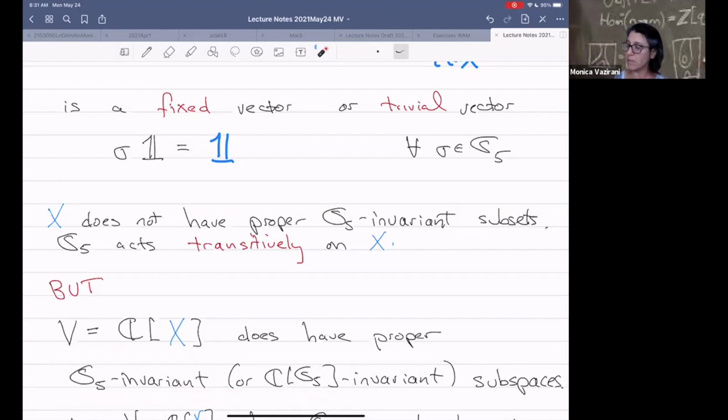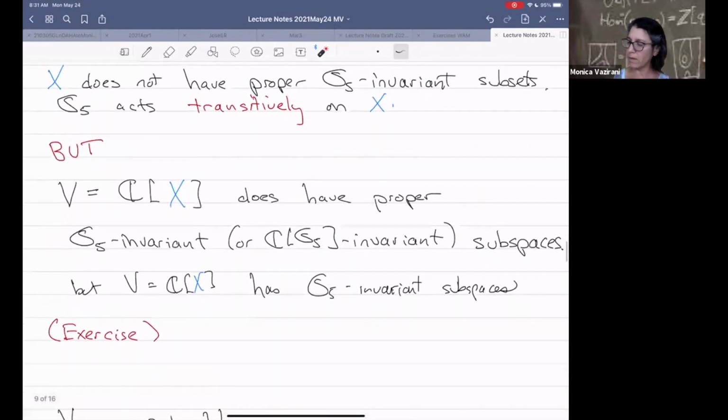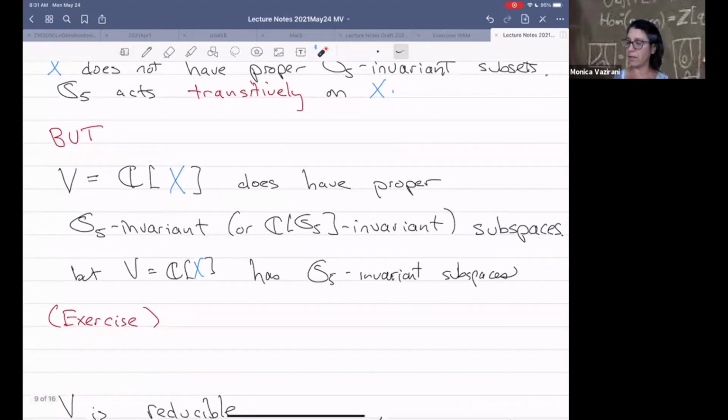And really, since I'm linearizing, I can think about S5 acting on V, but I could also think about the group algebra, C bracket S5, acting on V. And we do have invariant subspaces. And there's an exercise on that. So you can actually check the nuts and bolts of that, and find the complement. Sorry, I jumped ahead of myself. You can check that this is an invariant subspace.